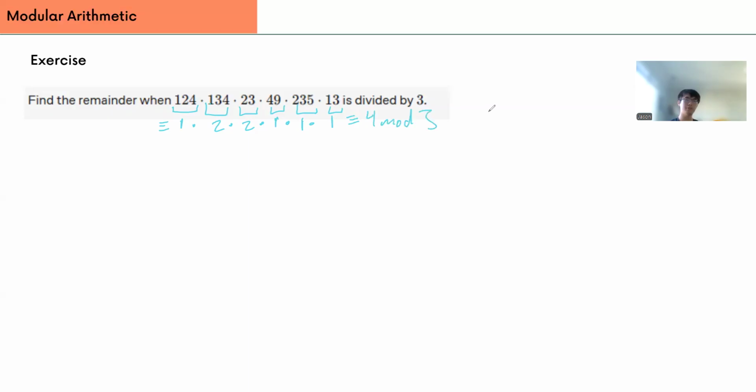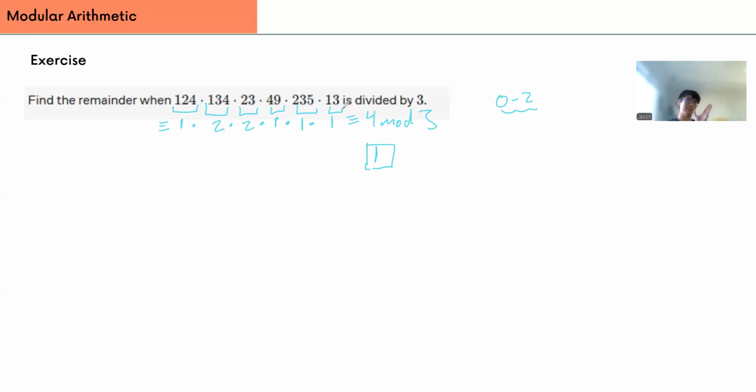And remember, your answer should be between 0 and 2. We just put this into mod 3, and you have to remember to take it out of mod 3. So this has the same remainder when divided by 3 as 4 does, and 4 has a remainder of 1 when divided by 3. So the answer is 1.